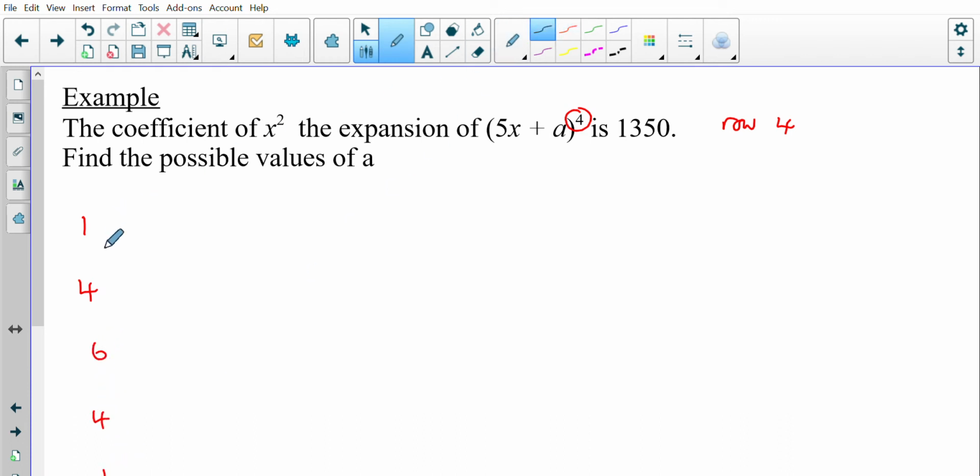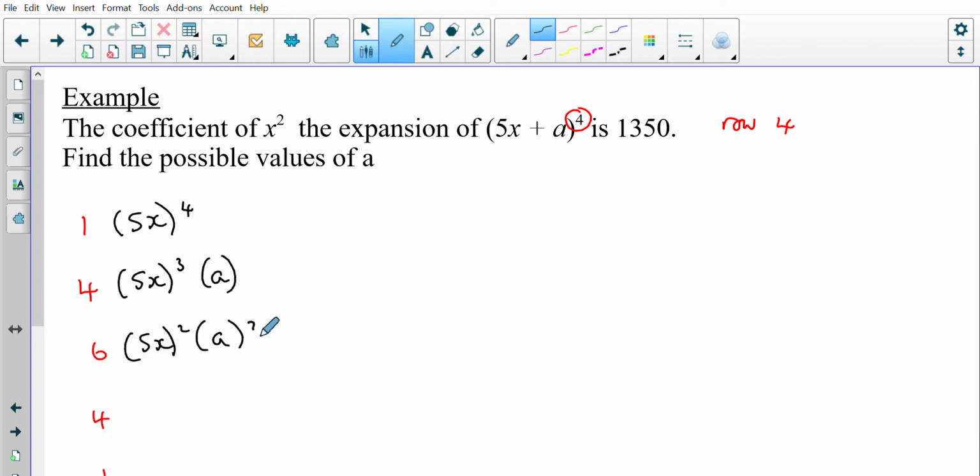And let's start setting up the terms of our expansion so we can find the right term that's going to give us our x squared term. So first term in the expansion would be 5x to the 4, then 5x cubed multiplied by a, then 5x squared multiplied by a squared. So I can see this is the term I'm going to want because that's going to give me my x squared term. So let's carry on and work this one out.